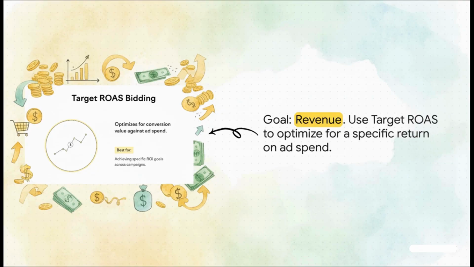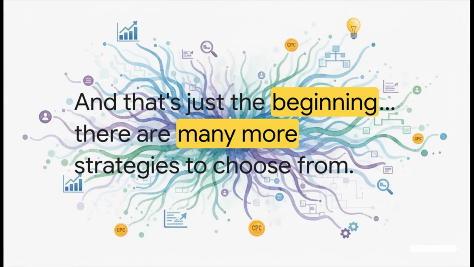This lets you tell Google, for every $1 I spend on ads, I need to make $5 back in sales. The algorithm then basically becomes a heat-seeking missile for users who are most likely to buy something and hit your profit goal. And believe it or not, that was just a quick tour of the most common options. The sheer number of choices can be, well, paralyzing, and that leads every advertiser to this fundamental decision.